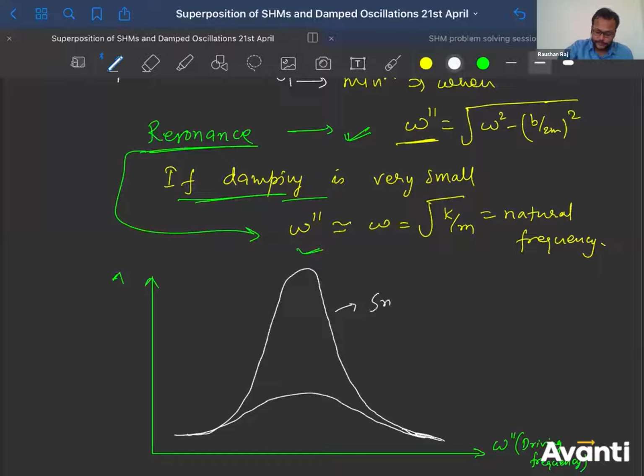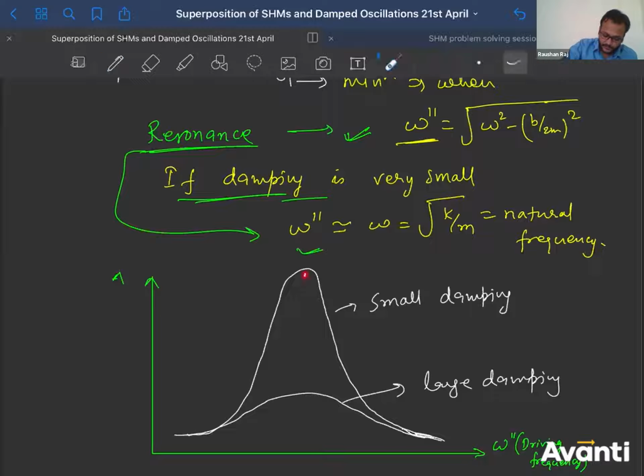So this is for small damping. Okay, and this is for large damping. There will be an increase in what? Amplitude, but the amplitude will not increase. At what point will the amplitude be maximum? So at this point. Okay, and what is this omega? So omega double dash is nothing but omega. So when omega double dash is equal to omega, the amplitude will be maximum.